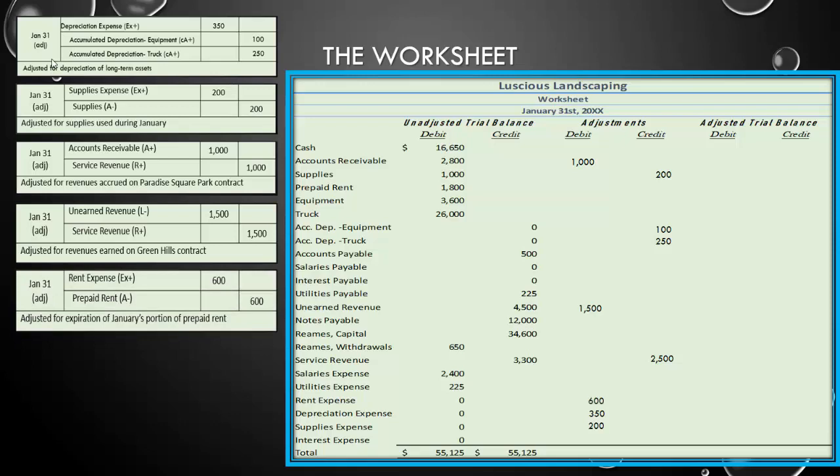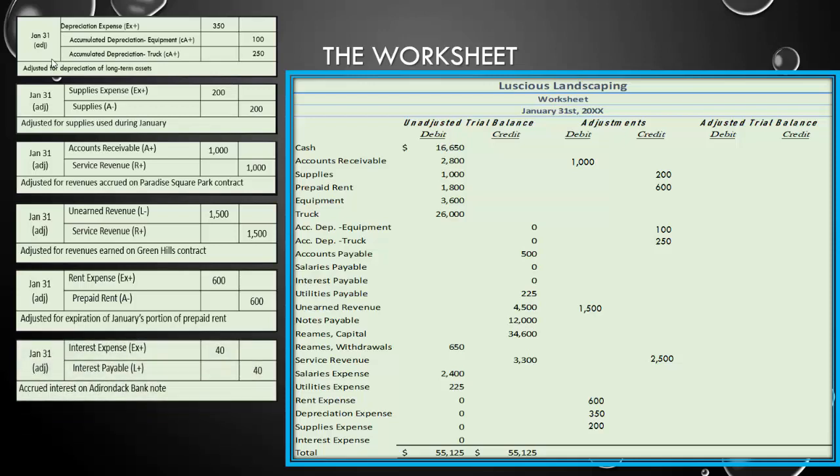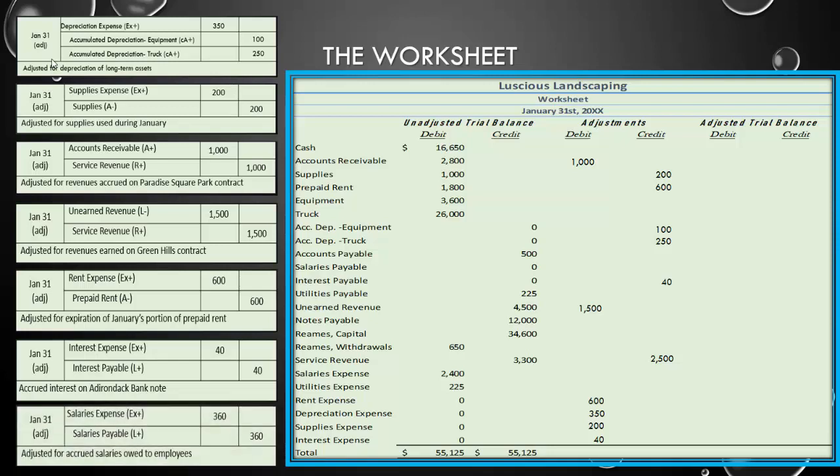Next up, we had a $600 debit to rent expense that's going to get put into the adjustment section, and a $600 credit to prepaid rent. We had a $40 debit to interest expense and a $40 credit to interest payable. Move those numbers over to the adjustment section. And lastly, we had a $360 debit to salaries expense, which is going to get moved to the debit column of the adjustment section, and a $360 credit to salaries payable.